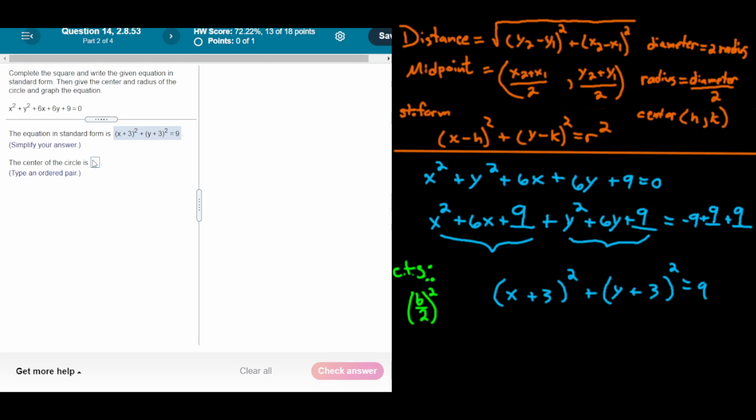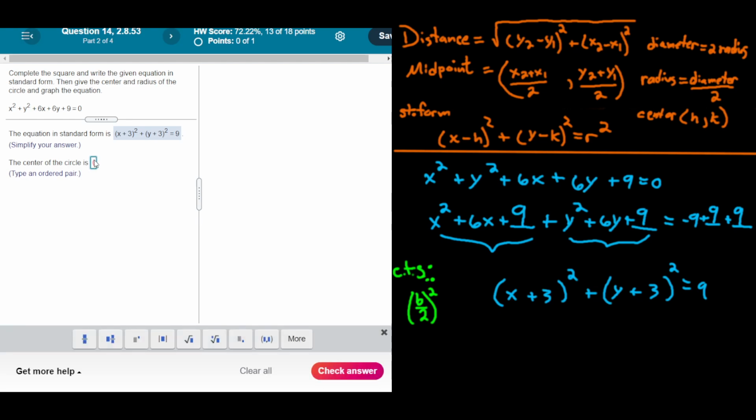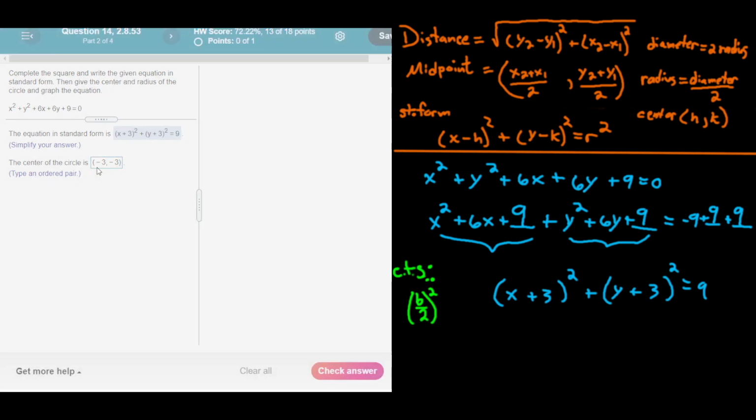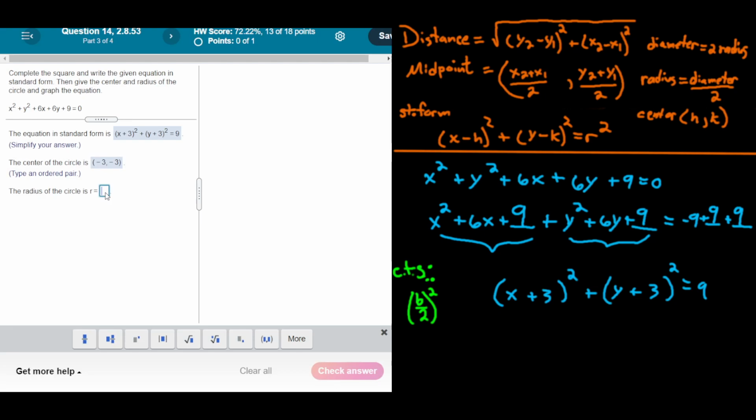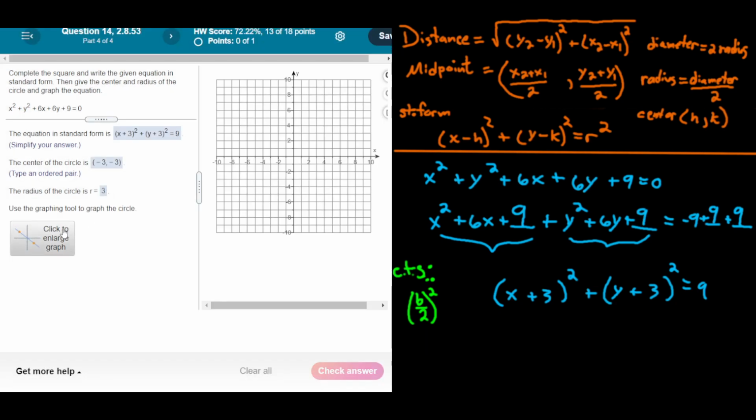What is the center? Remember, the center is always the opposite of the first one and the opposite of the second one. So the opposite of this will be -3. And the opposite of that would be another -3. Close parentheses. Bam. Well done. What is the radius? The radius is always the square root of that far side on the right. Square root of 9 is 3. Nice work. Now we're going to graph it up.